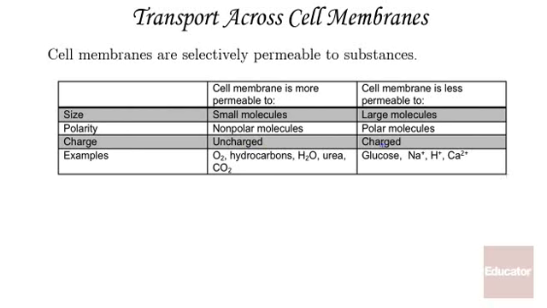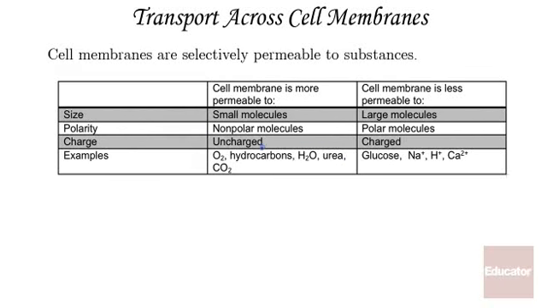Charge, again, because of that hydrophobic central region, an uncharged molecule is going to have an easier time crossing than a charged molecule, such as ions. So ions can't cross through the cell membrane on their own. They need the help of a transport protein. Glucose is a larger molecule. It's polar. It also is not going to cross the cell membrane very easily.